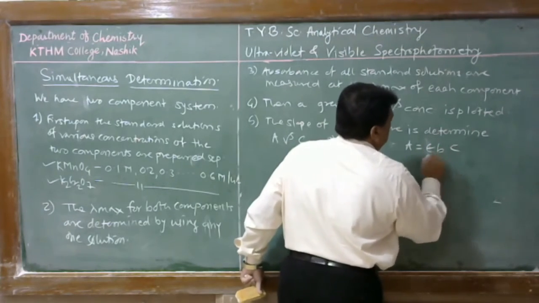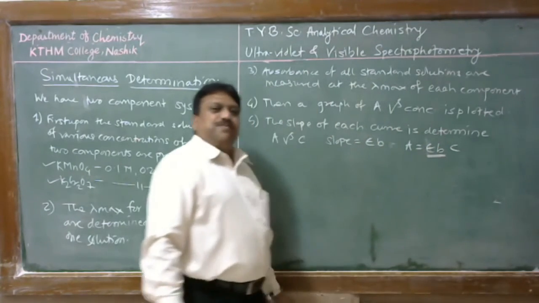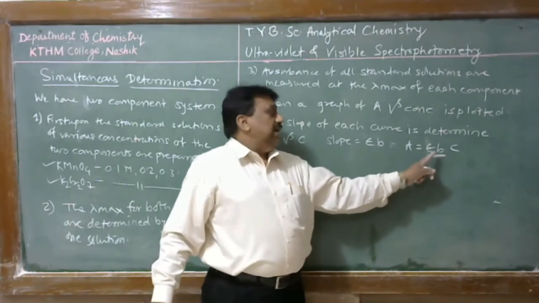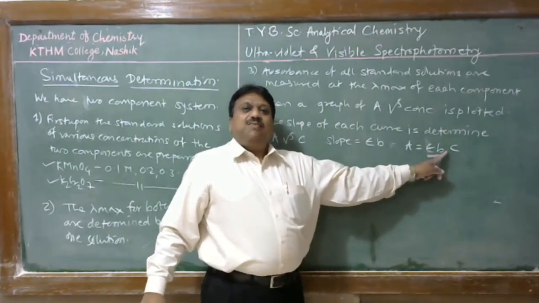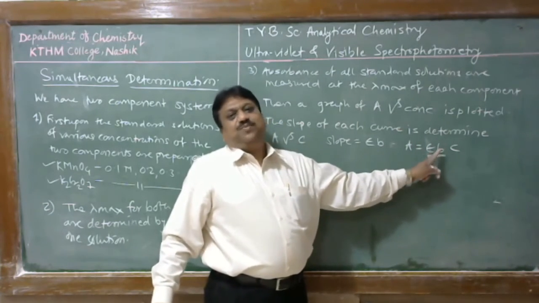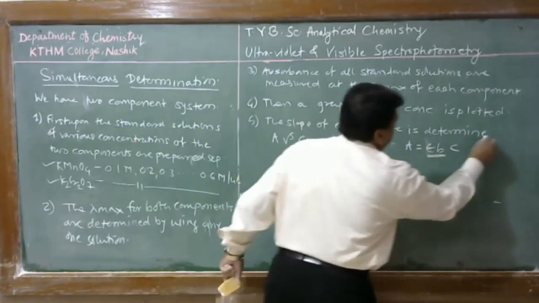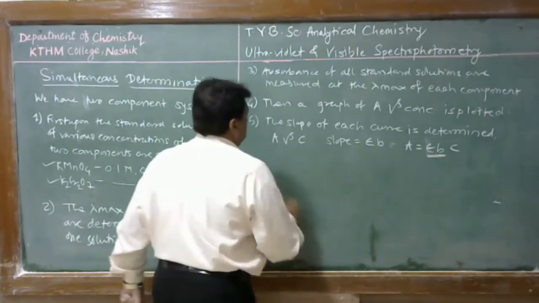b into C. Here epsilon b is the slope. Therefore it is the equation of a straight line passing through the origin, and epsilon b is the slope. When b is 1 centimeter, then the slope is only epsilon. That is, the slope of each component is determined.